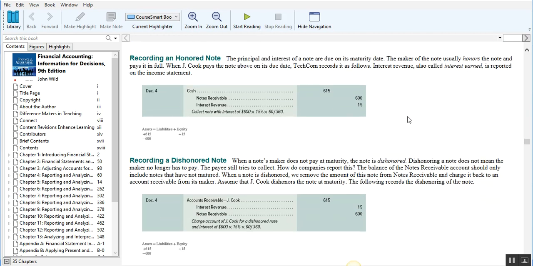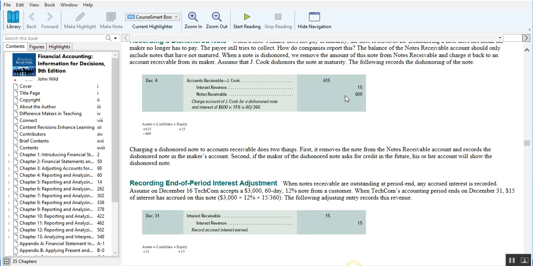Now, when a note's honored, that means it's paid at the due date. So we get up to the due date and Cook pays the note the way that they should. So what we're going to collect from Cook is the amount of the note of $600 of principal plus the interest, which is calculated here. 600 times 15% times 60 over 360. That will give us $15. So we show the note receivable, we show the interest revenue of $15, and we debit the cash for the total.